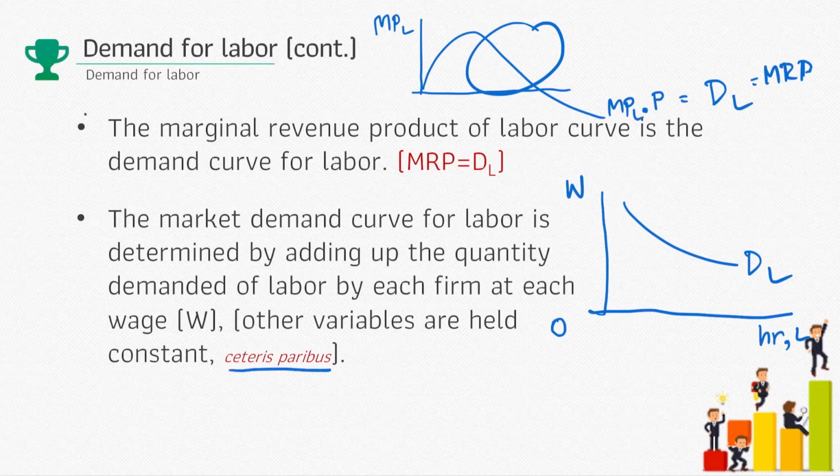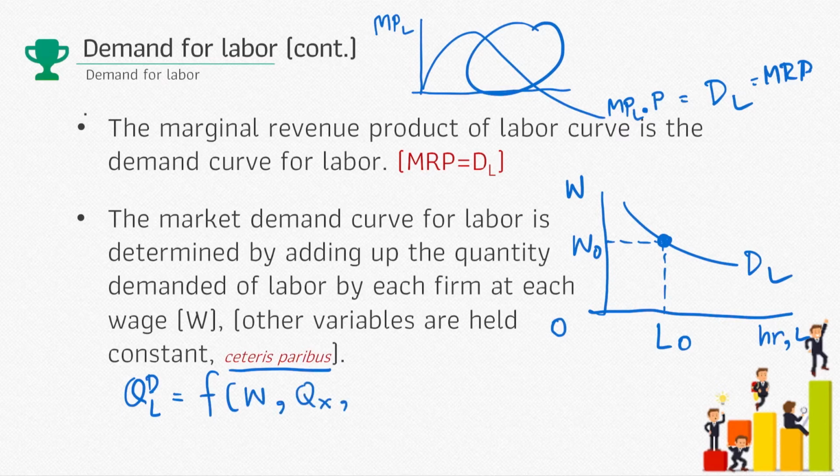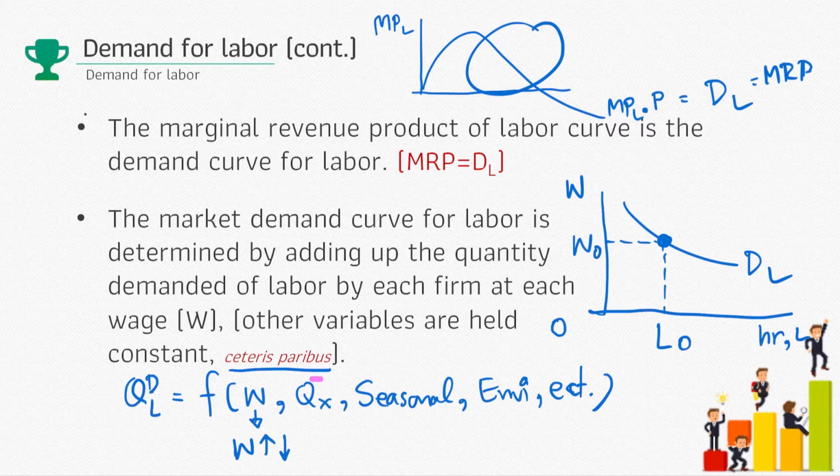This demand for labor at wage 0 and L 0 is under Ceteris Paribus, other things being equal. QL, demand for labor, is a function of wage, QX, and maybe seasonal, environment, etc. Other things being equal, that is, if we allow W or wages to change, increase or decrease, other things stay at the same condition. No change in QX, no change in season, and the environment is fixed. Okay, this is what we call Ceteris Paribus.